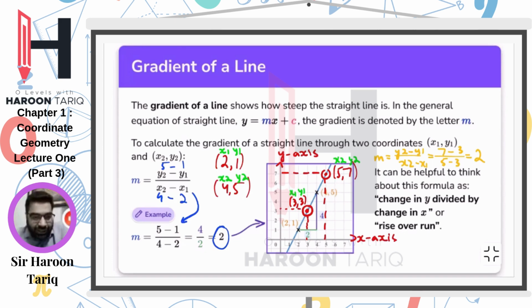This is our formula for gradient of a straight line. So make sure you memorize this. This is the formula for gradient of a straight line. This needs to be memorized. Any doubts up till now?